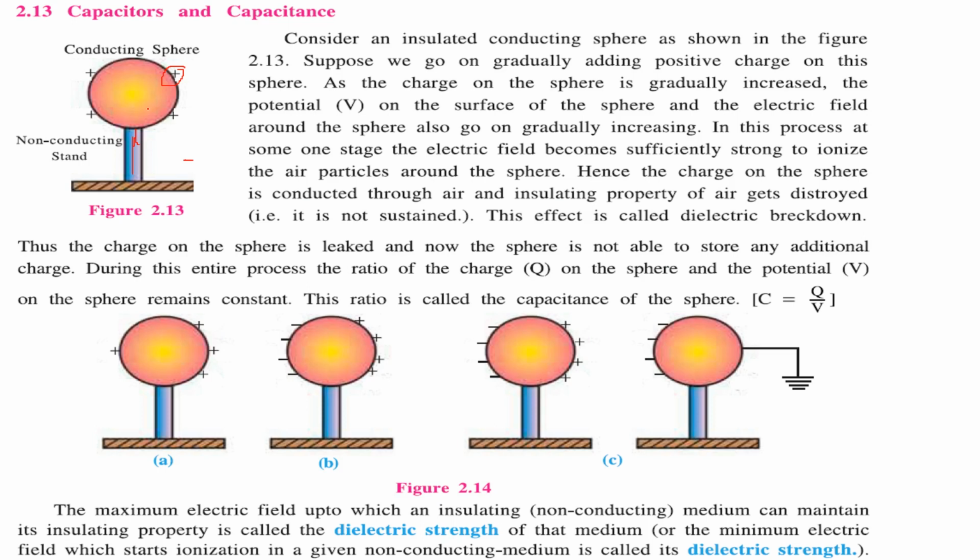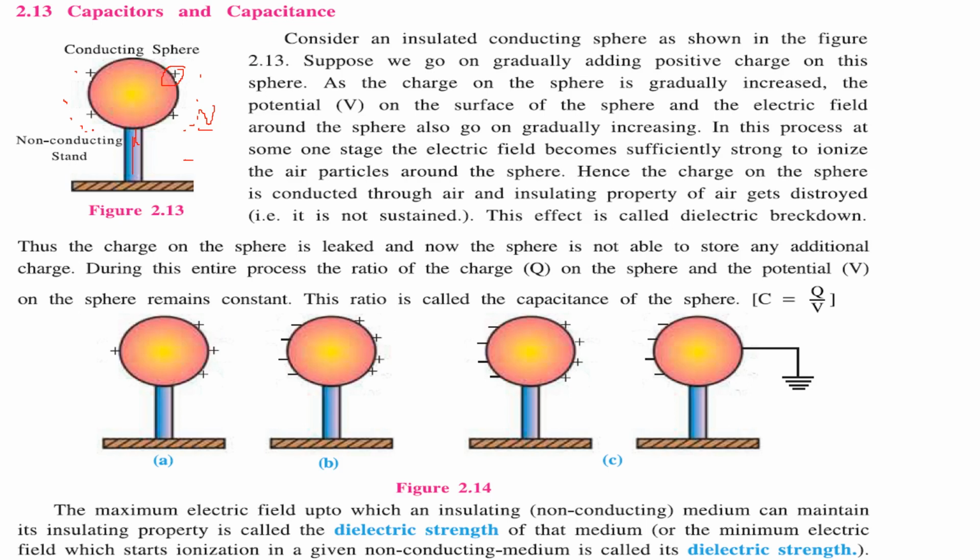As the charge on the sphere increases, we are increasing the potential V on the surface of the sphere, and the electric field around the sphere will also increase. By the nature of their properties, the potential and the electric field increase with the charge. In this process, at a certain stage, the electric field becomes sufficiently strong to ionize the air particles around the sphere.